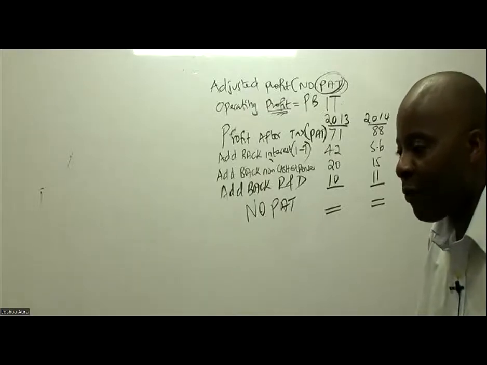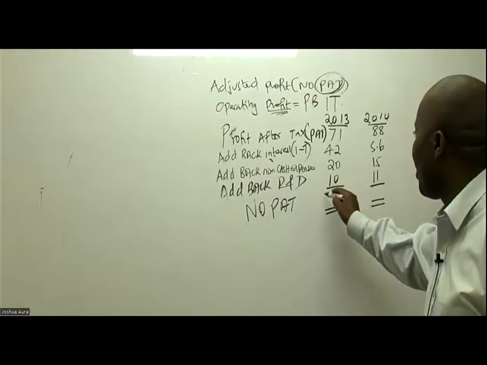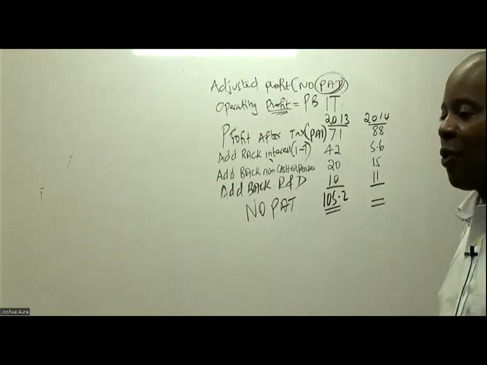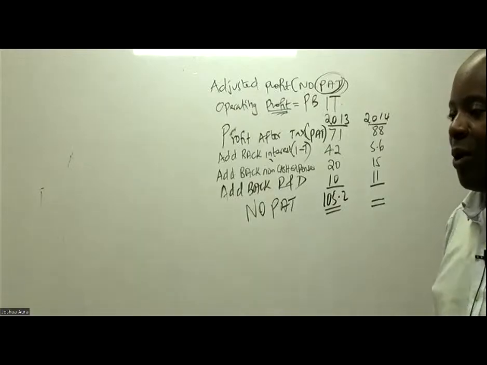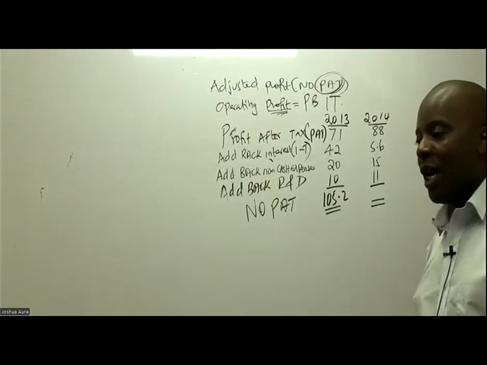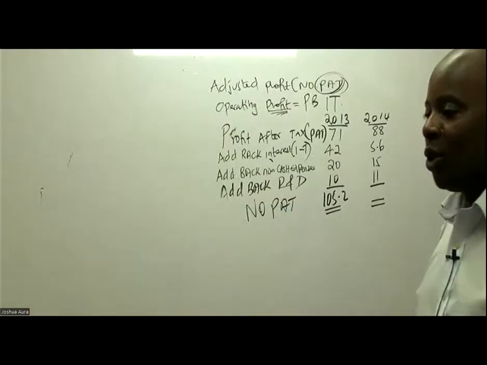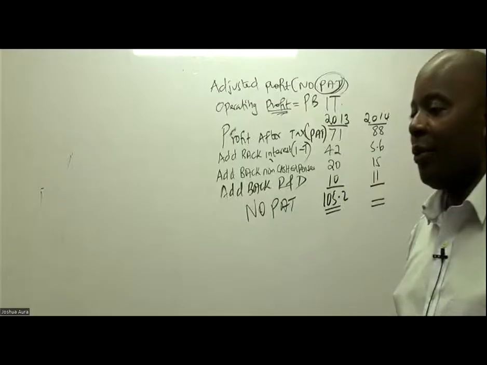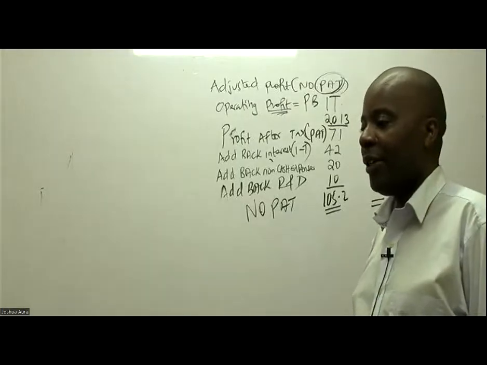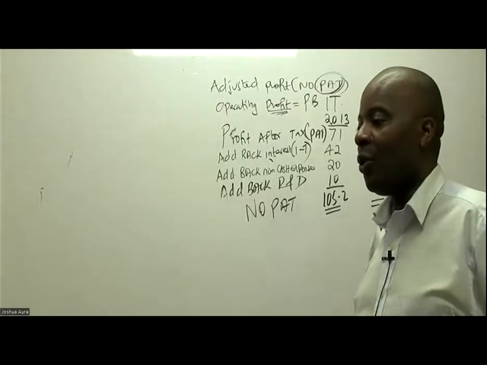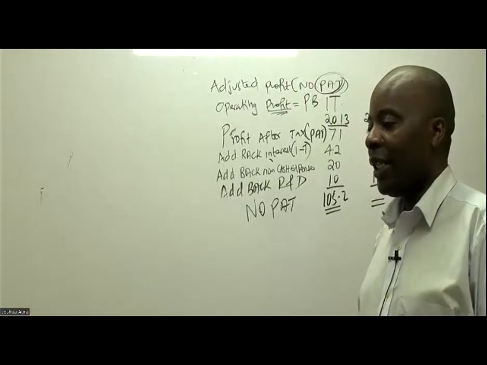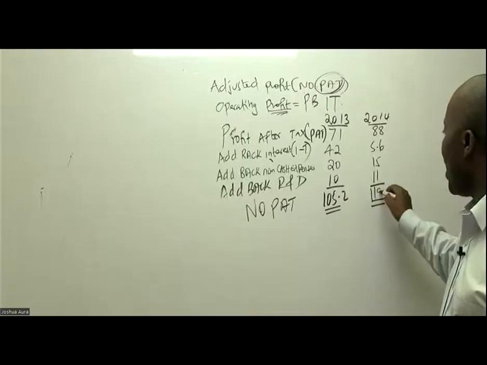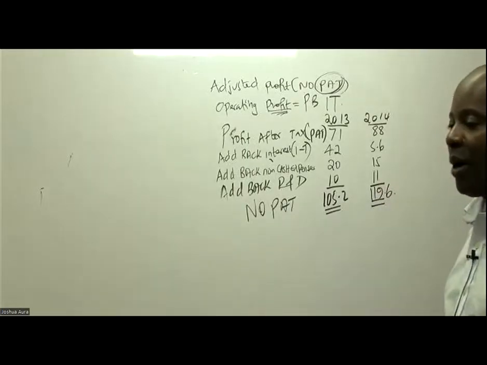Net operating profit after tax, what do we have? 105.2 in 2013, and then 2014, what do we have here in 2014, ladies and gentlemen? They're telling me 119.6.